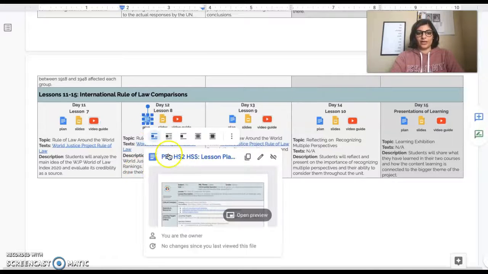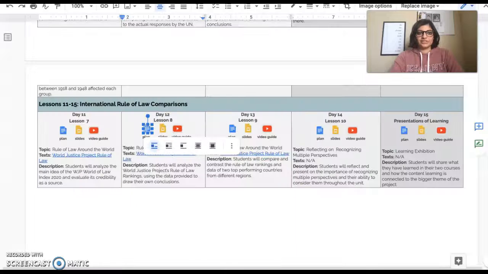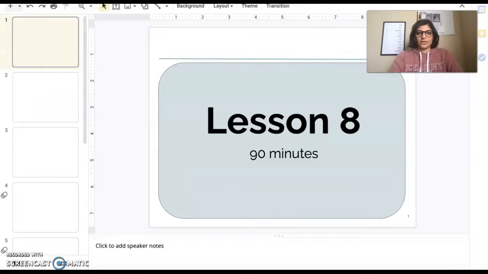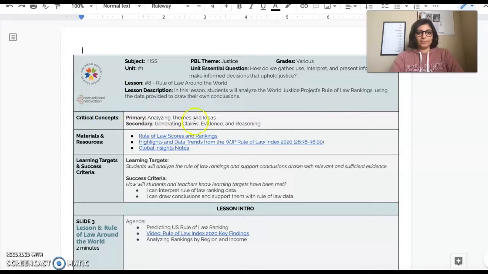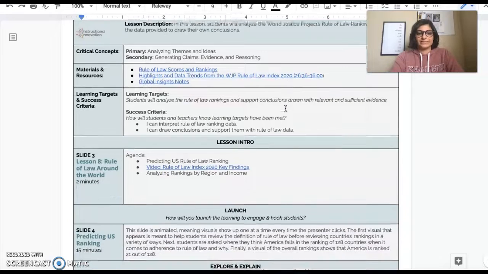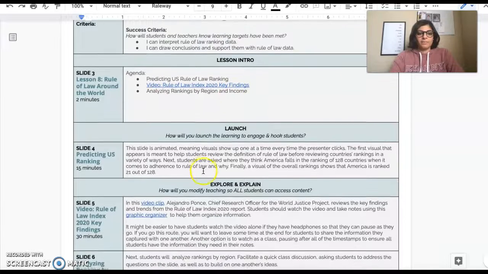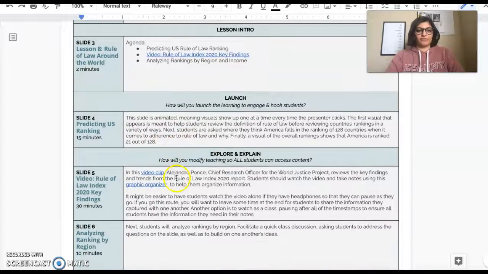So let's go ahead and open up the teacher plan, which is meant to give you notes to help you in delivering the student slides. Okay, so here we go. Basically, students will analyze the World Justice Project's Rule of Law rankings using the data provided to draw their own conclusions. I think it'll be helpful to just start here.